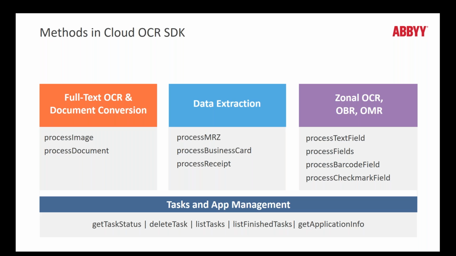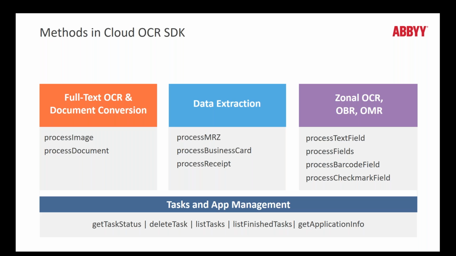We have two methods for this, process image or process document. When using the process image method, one document is processed per one task, and the process document method allows processing of several images in one task. The processing parameters will be applied to all the documents in the same task, and the result will be a multi-page document consisting of the separate documents we pass to the one task.